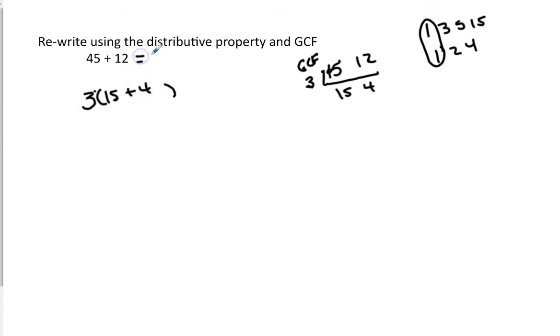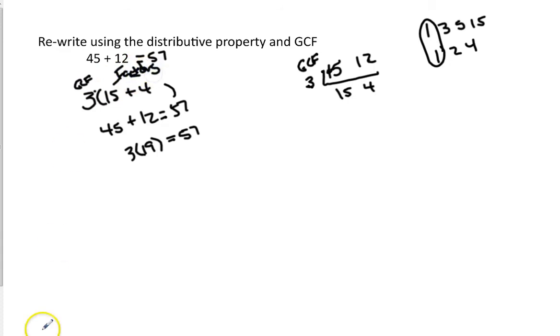I know that this sum is 57. If I check my math, I have 3 times 15 is 45, plus 3 times 4 is 12, which equals 57. Or I can look at it another way and do 3 times 19, which also equals 57. I can check my math right away. This is my greatest common factor, and these two numbers are just the factors with a GCF of 1.